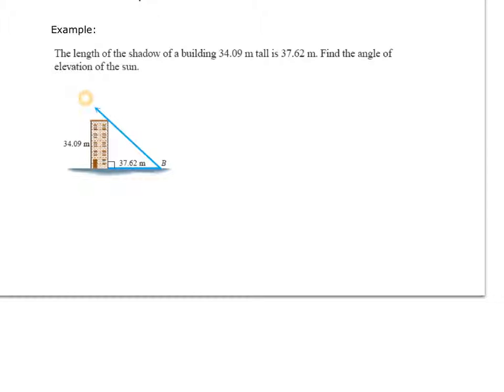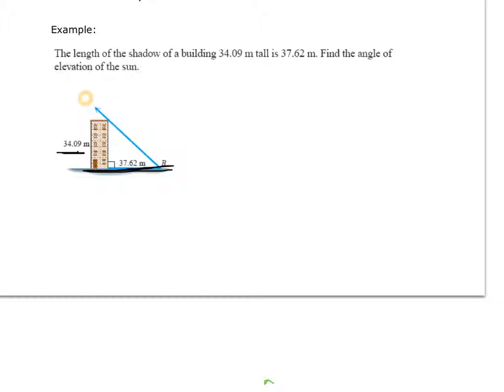So let's look at all this. Let's just recap. The building actually is 34.09 meters tall, and the shadow it cast, now that makes a little bit more sense the way the phrasing was. The shadow is 37.62 meters long. So when you look at this, it's wanting us to find the measurement of angle B. So remember, anytime you're looking for the angle measurement, you're going to use the inverse function. So let's see if we can figure out what the function's going to be.